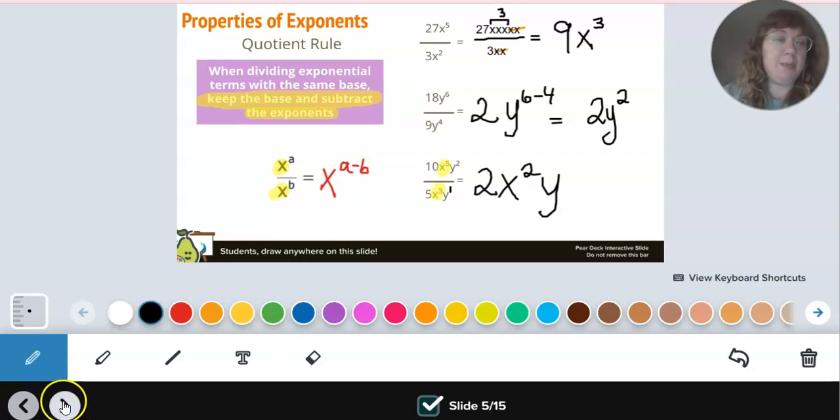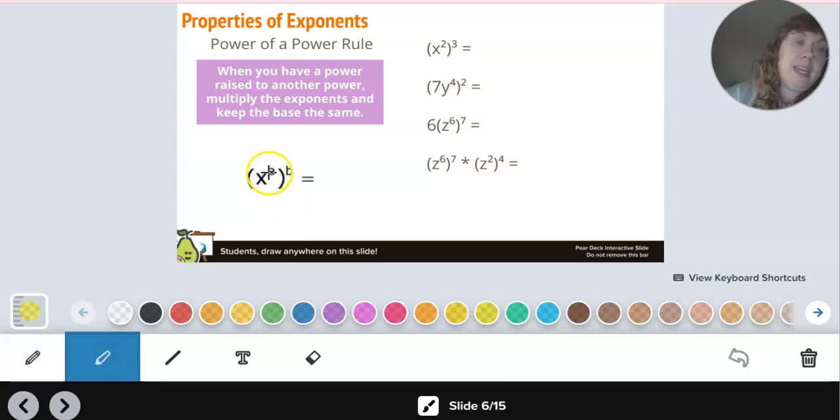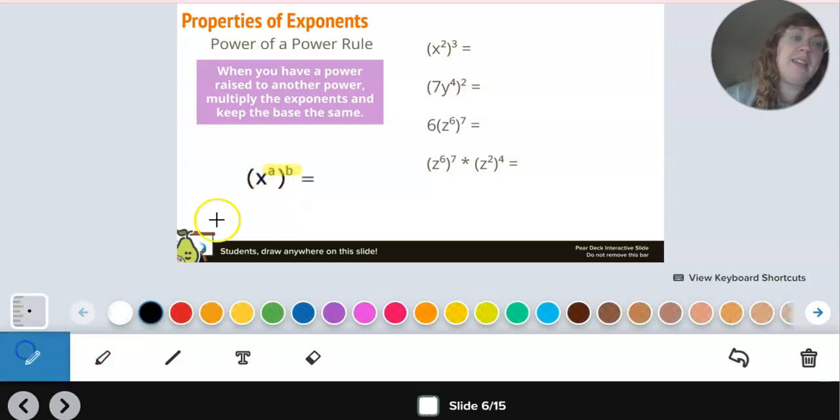Push ahead to slide 6 when you're ready. This is called the power of a power rule. So when you have a power, or an exponent, and then it's raised to another power, you are going to multiply the exponents. So this is an x to the a, and then it was raised to the b. So this becomes an x to the a times b, or ab.